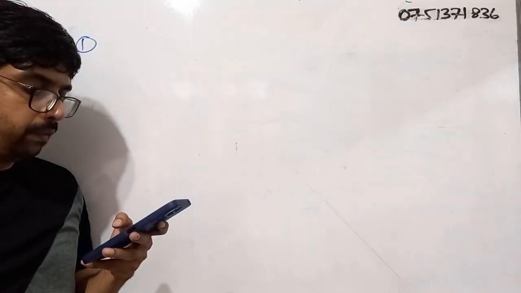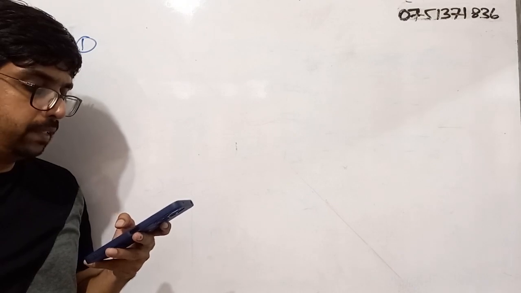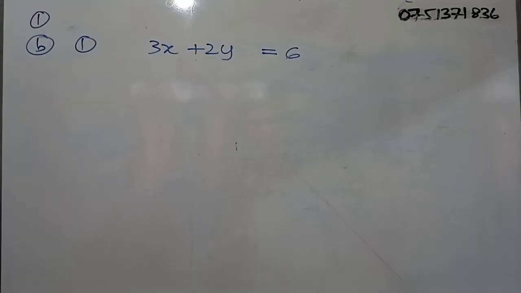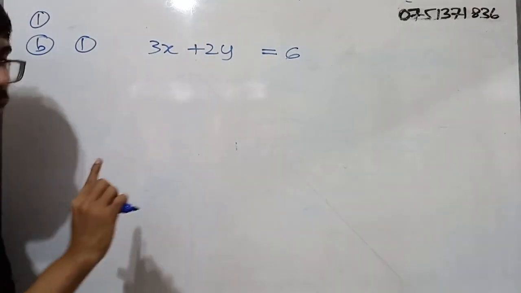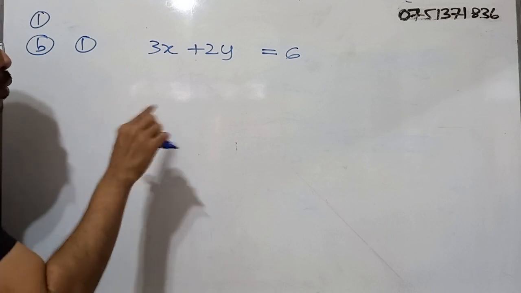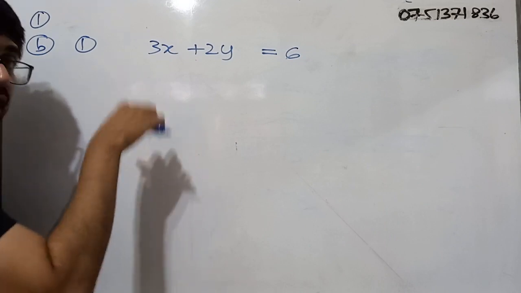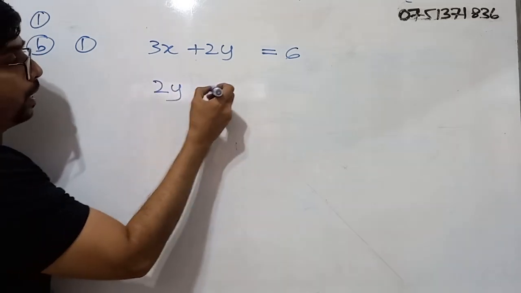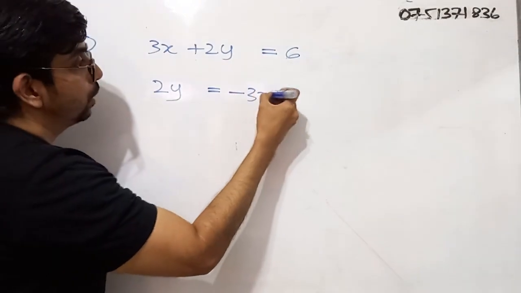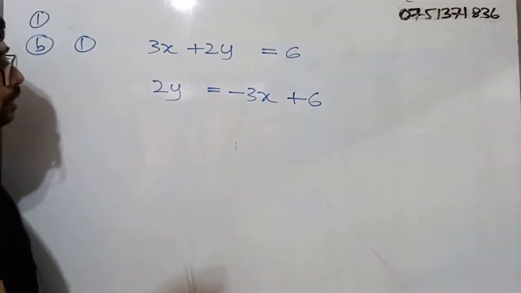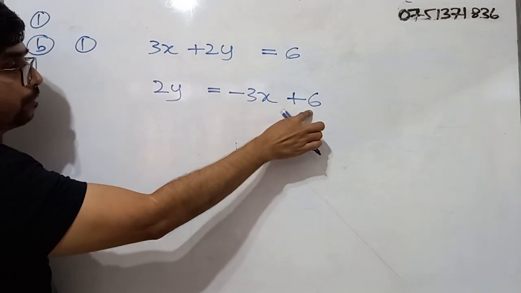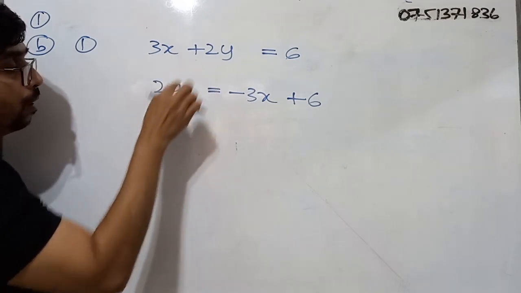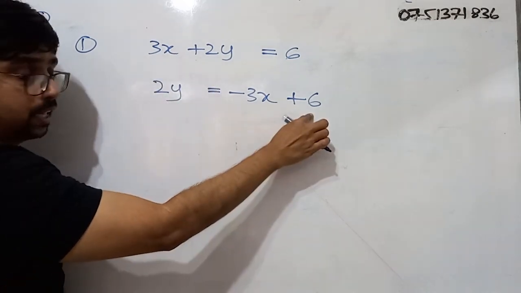Part B, part 1. Without drawing the graph of the function 3x plus 2y equals 6, write down the gradient and the intercept of it. Right. So this is the equation that has been given to us. So the first thing is we need to rewrite this as what? In the form of y equals mx plus c. So 2y will be equal to what? Negative 3x plus 6. Then we have to divide each of the terms by 2. Why are we doing that? We need to make y the subject of this equation.